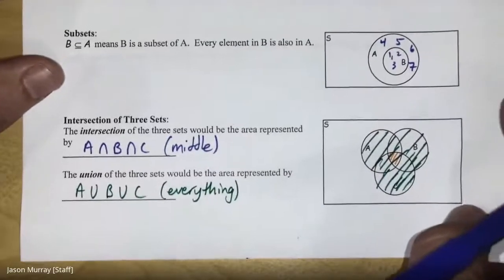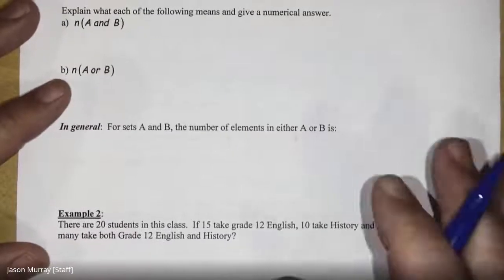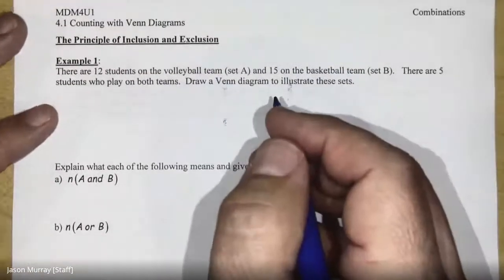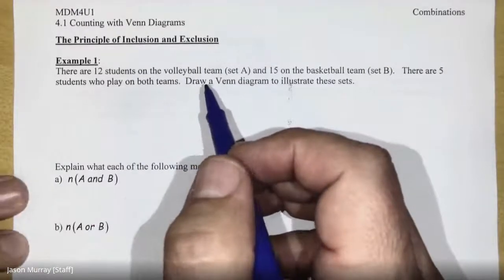So let's put this into action. Let's apply it to a question next. You've seen the Venn diagrams. You've seen what subsets are, the definitions of subsets. I know it's brand new, but let's try this question together, okay?